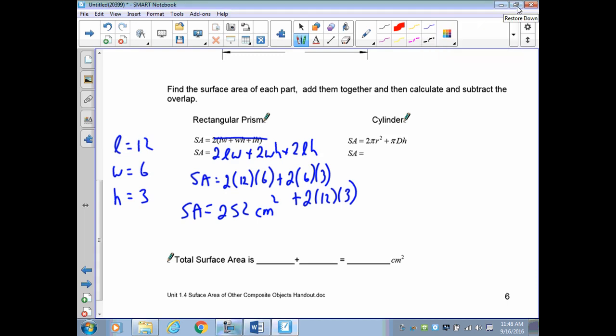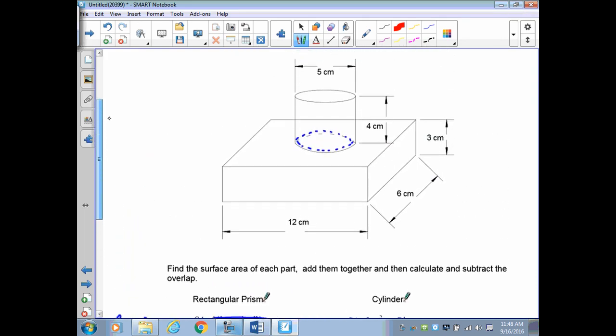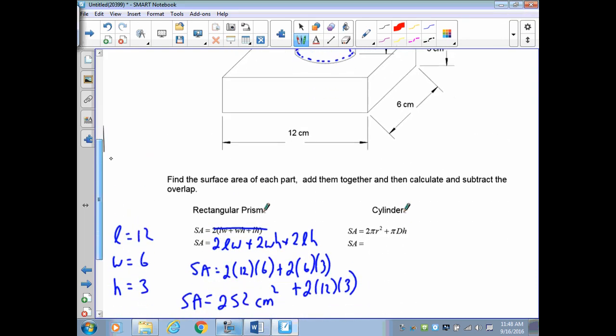Now we have to find the area of the cylinder. If you look up at the cylinder, the dimensions I'm going to need are the diameter is 5.